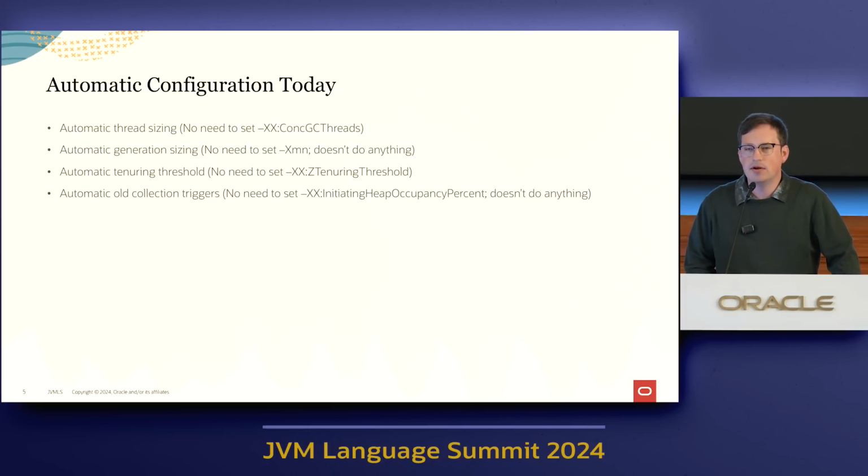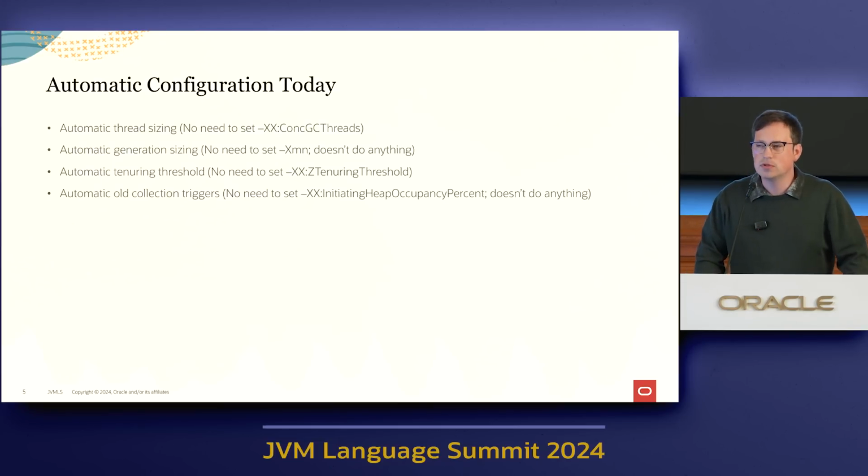Next thing is tenuring threshold. This denotes how many young collections we run before we promote objects to the old generation. This is also quite tricky for users to figure out on their own. So we do a whole bunch of stuff to figure this out automatically. And similarly, when do you start collecting the old generation? It might be tempting to have a flag where you set a threshold and let the user deal with it. But instead, we do a bunch of cost modeling, do automatic tuning, and figure this out automatically.